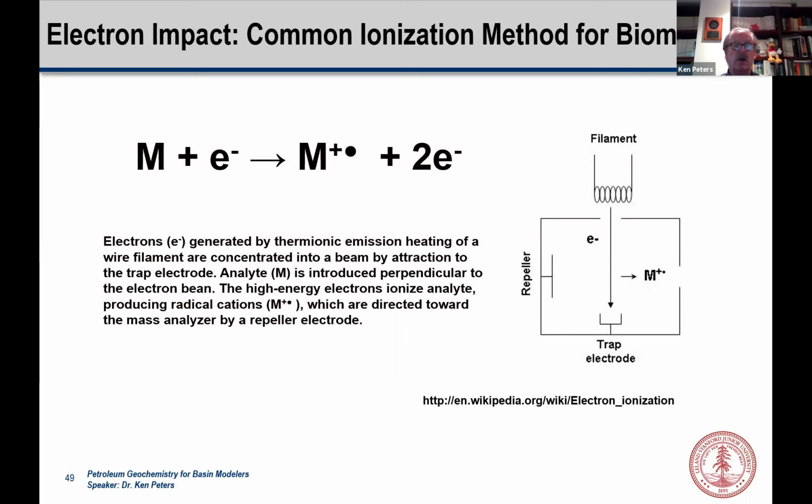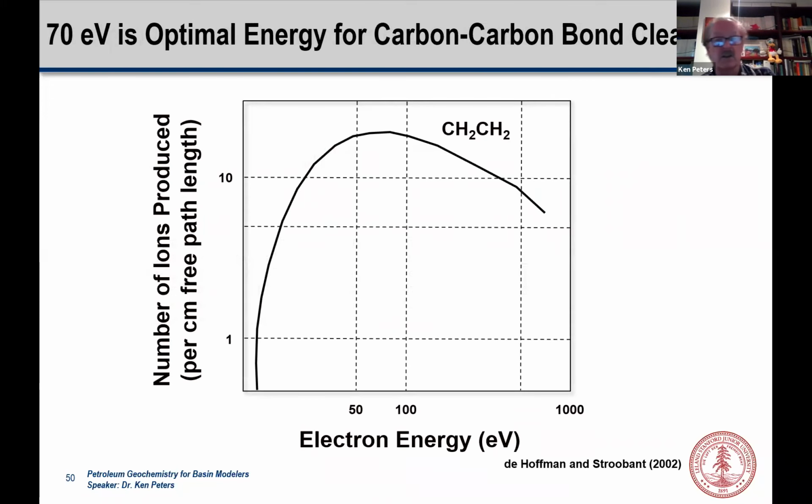So the electrons, by thermionic emission, are concentrated into a beam, and you accelerate those. Then perpendicular to the beam here, the high energy electrons ionize the analyte, producing radical ions, which are directed toward the mass analyzer by a repeller electrode. So this is repelling those ions down the flight tube. And this is kind of the key behind the analysis.